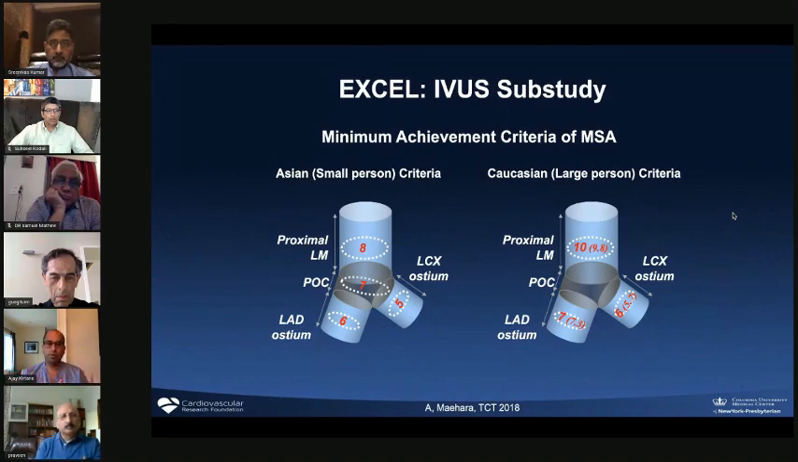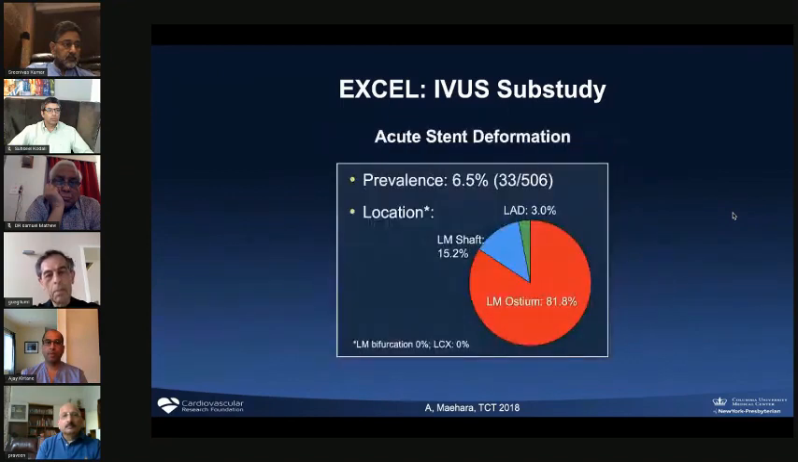And so there's a small person criteria and a large person criteria. Small person, 5, 6, 7, 8. Larger person, we're talking more about 6, 7, 8, 9. And the area that was seen in Excel that was associated with the sort of cut point of lowest incidence of adverse outcomes was 9.8 millimeters squared by IVUS. So it's probably a little bit less than that by OCT because of differences in measurement, but that's important to remember. Also, remember you have to IVUS at the end.